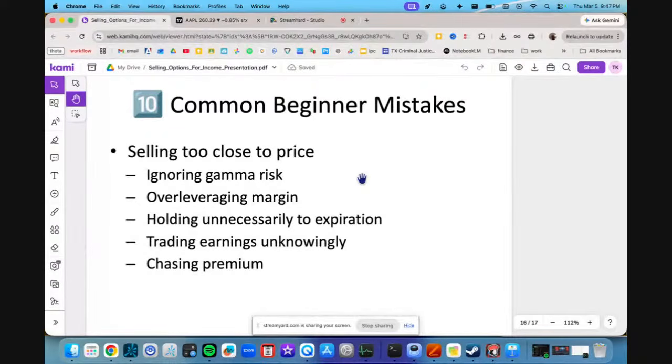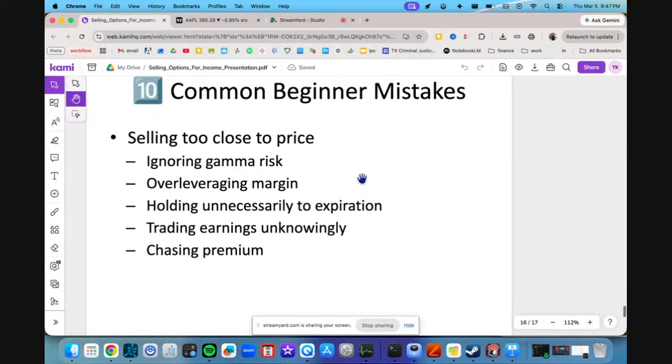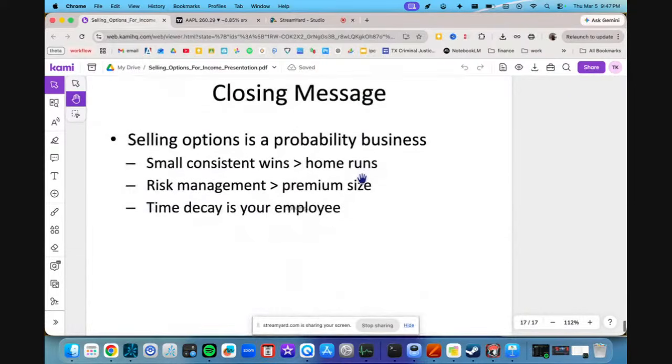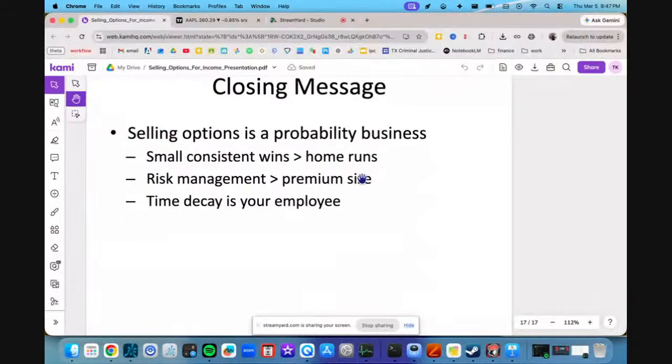Chasing premium is a common one as well. So you might see, oh, I can make $300 off a $500 credit spread that I'm doing. So I'm just going to keep doing those over and over. And you might have a pretty low win rate at that point. So just closing things, selling options is probability. You want to make small, consistent wins over the home runs.